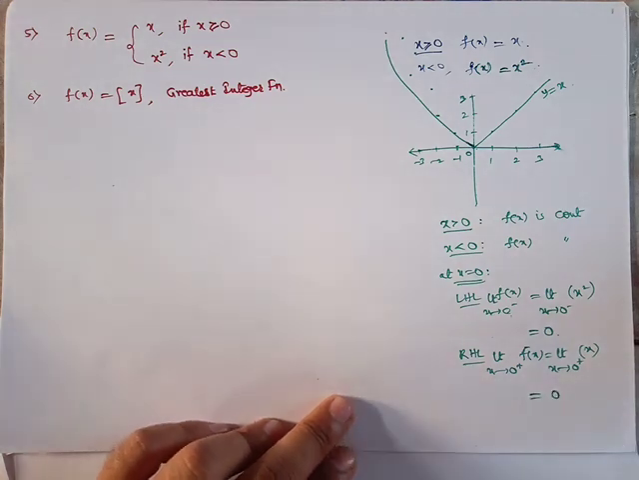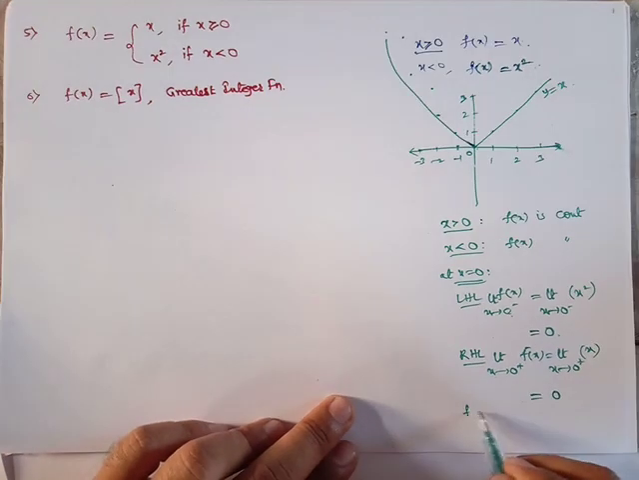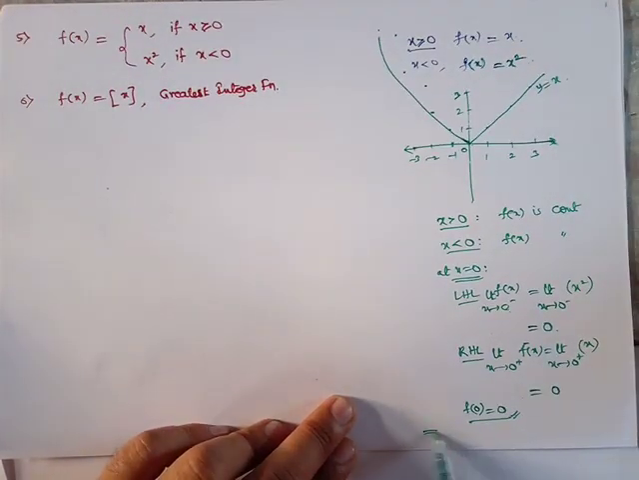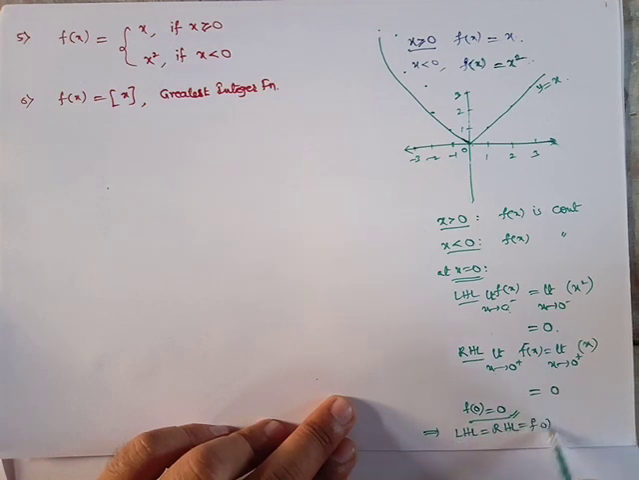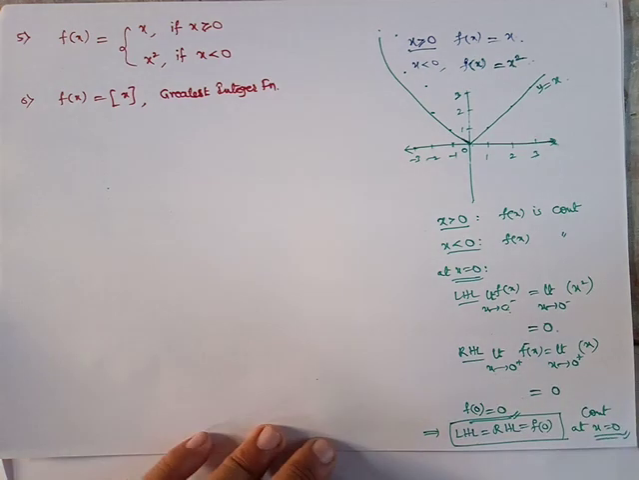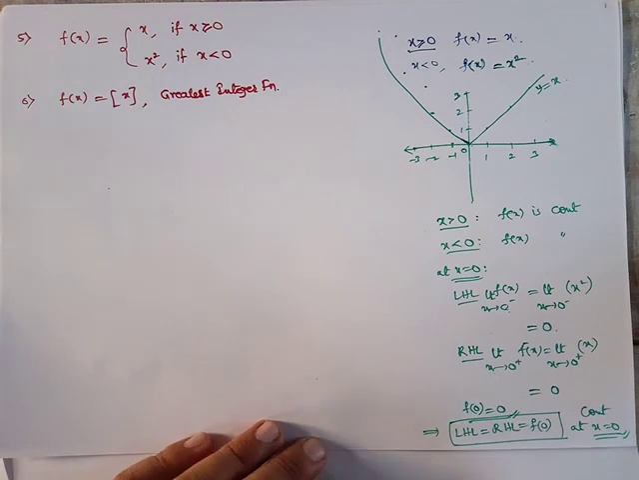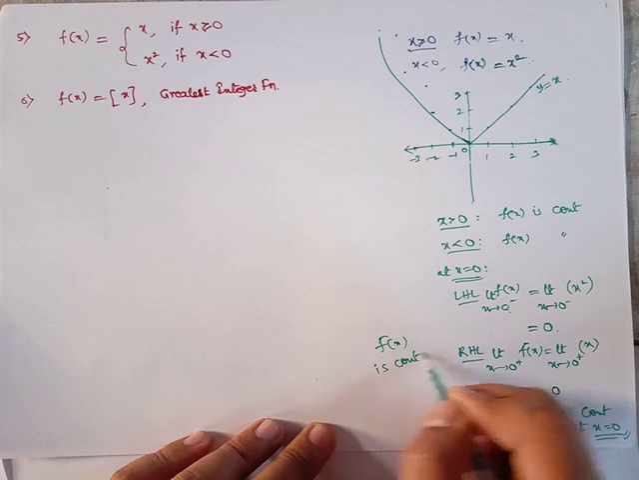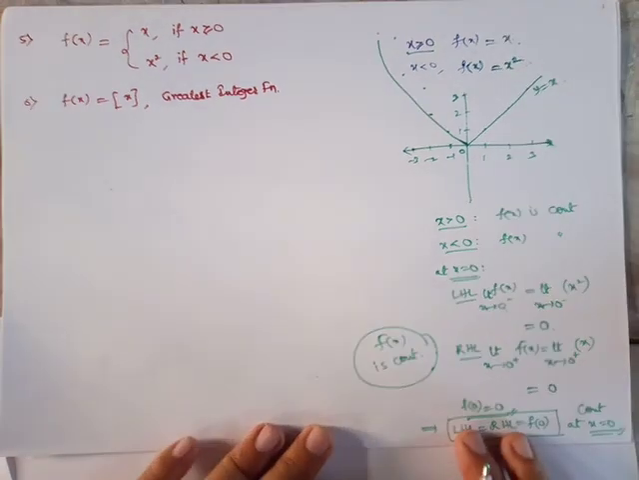Now both LHL and RHL are going to be equal here. Then what is your f of 0? f of 0 can again be considered as 0 only, at x equals 0. So LHL is equals to RHL is equals to f of 0. So the function is continuous at x equals 0. Now it will be continuous in each and every place. Now f of x is continuous, so just keep it as f of x is continuous in the given domain.